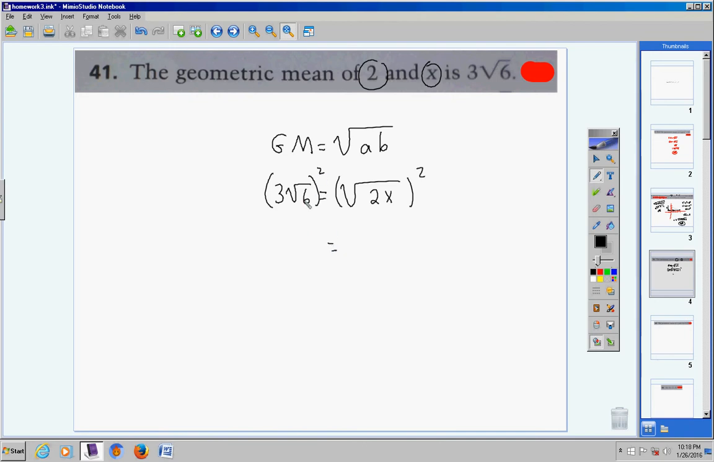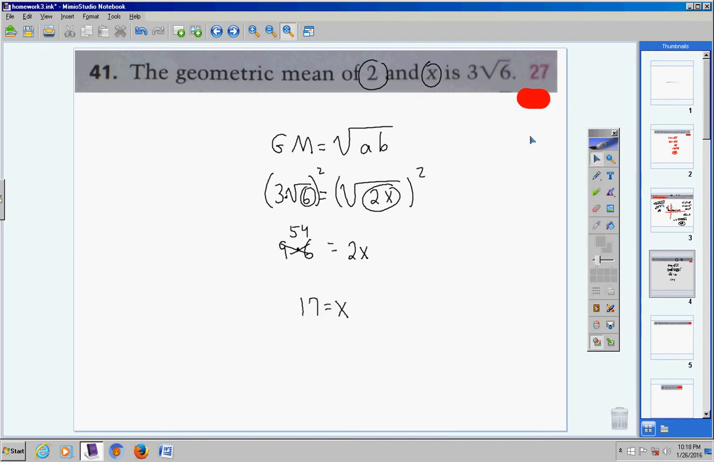Well, when you square a square root, you just get the radicand. But we also have to square the 3, that's 9. And these two are multiplying, so they're still multiplying. We square the square root, we get the radicand, 2x. So we have 54 equals 2x. Divide both sides by 2, and 17 equals x.